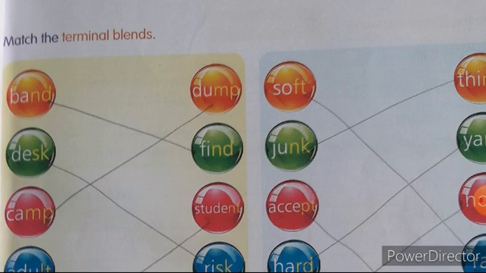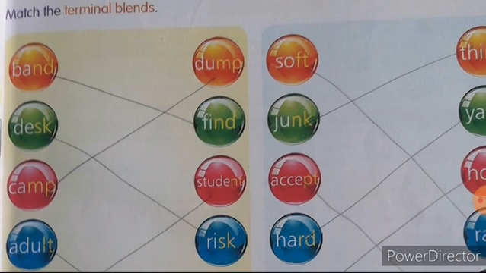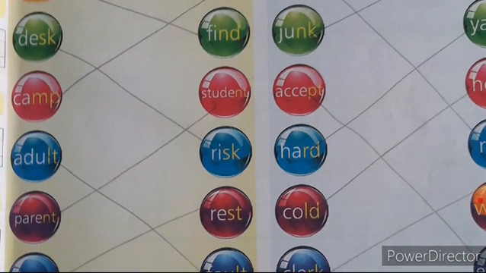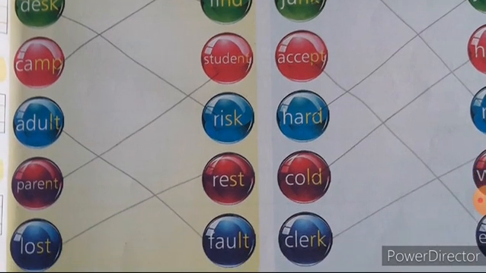Look at the left side. Band. Look at the word band. The sound is and. Band. Next one, disc. The sound is sk. Next one, camp. The sound is amp. Camp. The next one, adult. The sound is ult. Adult. The next one, parent. The sound is ent. The next one, last. The sound is ast. Last.